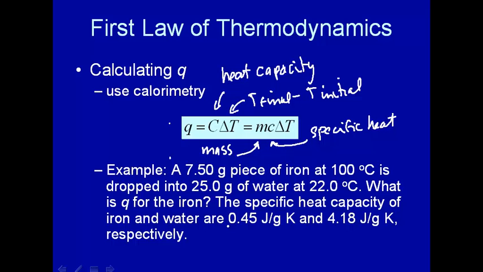Let's see. Q for the iron will be the heat capacity times delta T. But we're not given the final temperature, and we're not given the initial. Well, we're given the initial temperature of the iron, but not the final temperature of the iron. So here we have to use calorimetry and first law concepts. All right, so let's do that.